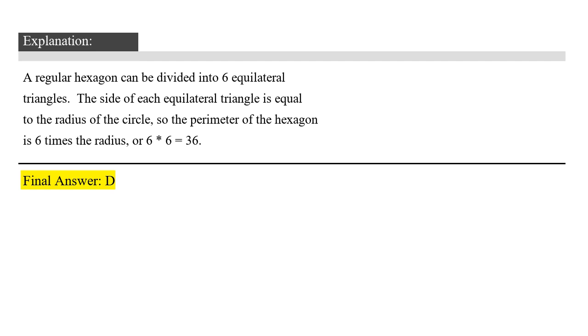A regular hexagon can be divided into 6 equilateral triangles. The side of each equilateral triangle is equal to the radius of the circle, so the perimeter of the hexagon is 6 times the radius, or 6 times 6 is equal to 36.